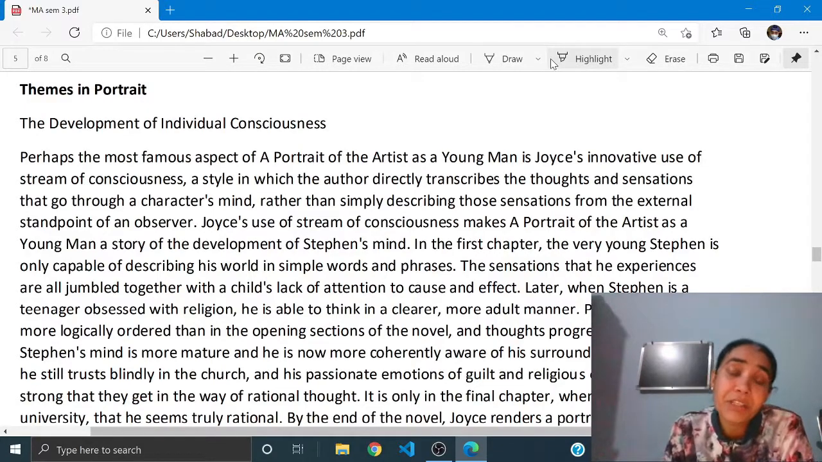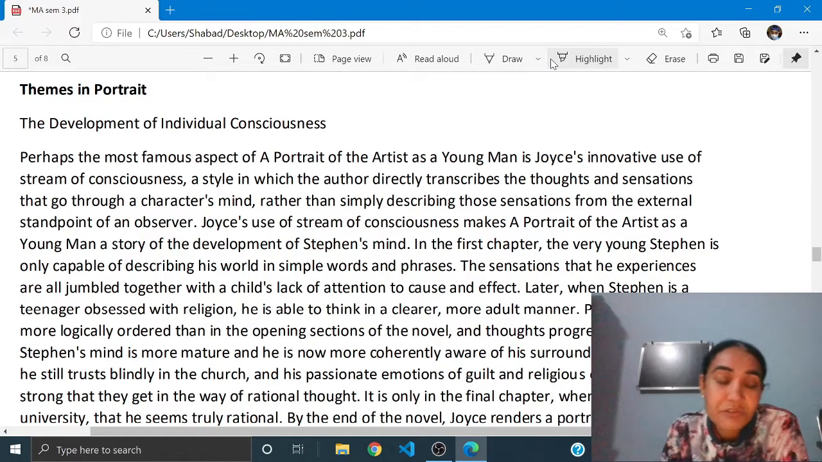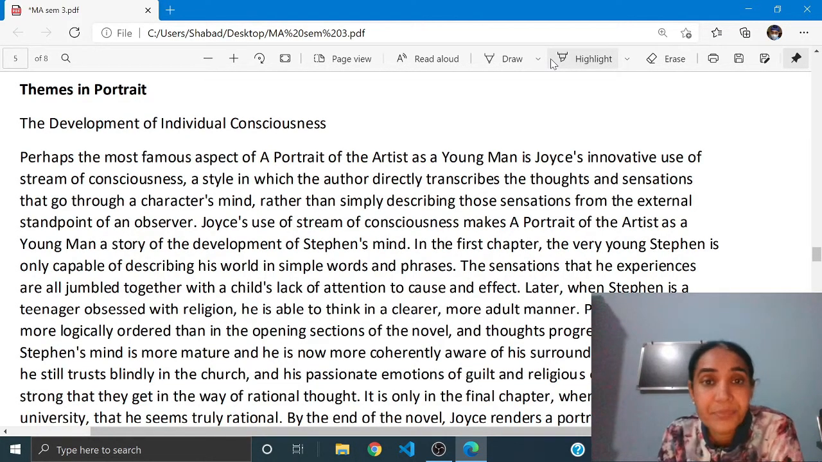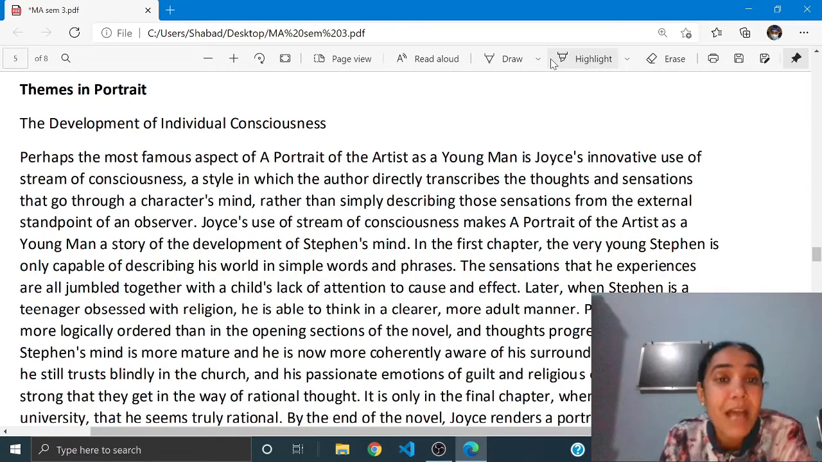So there are different themes that have been inculcated into this text, into this novel, into this work of fiction. So there is no single theme which can be allocated to it. First of all, we have the development of individual consciousness, right? The most famous aspect of this work is the use of the technique of stream of consciousness.